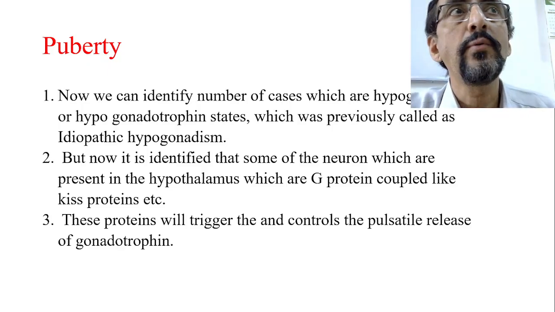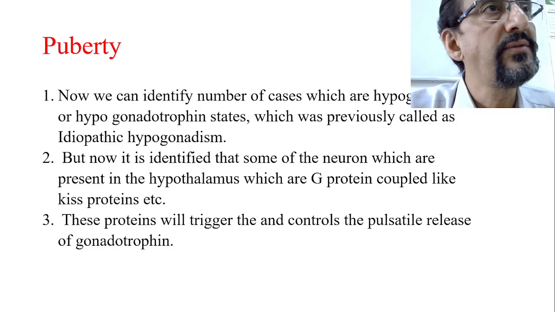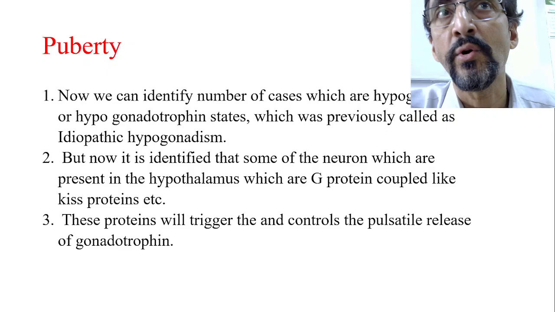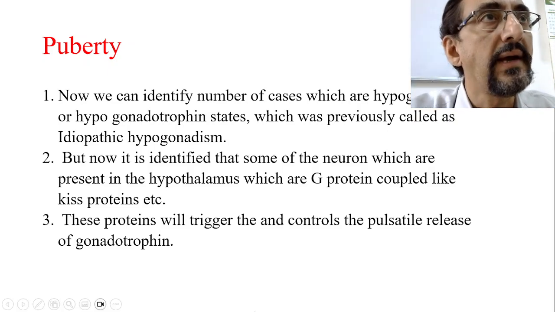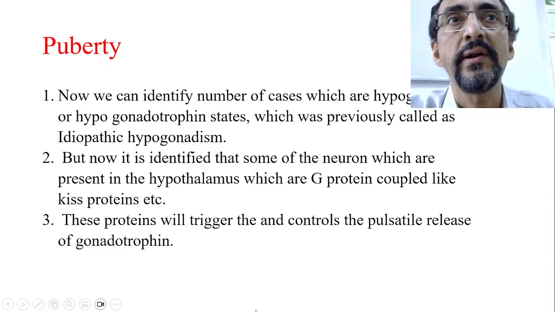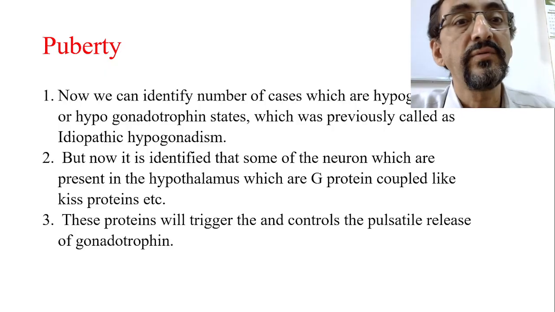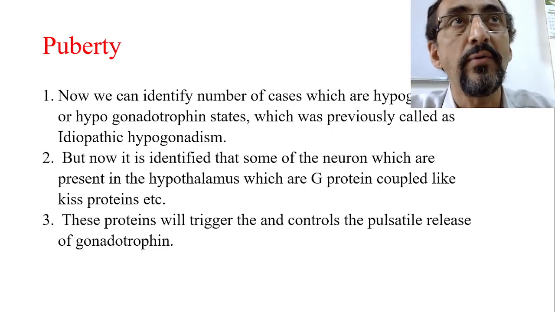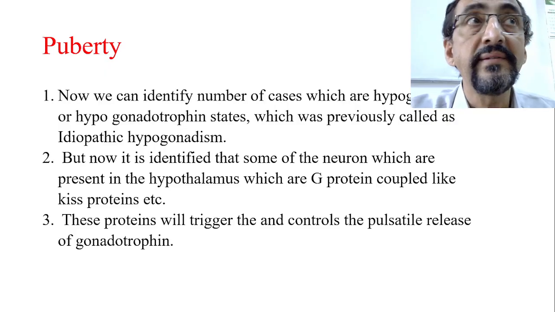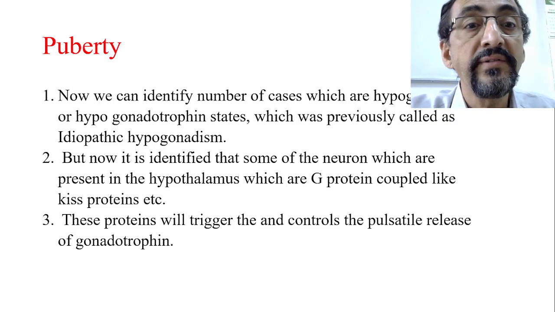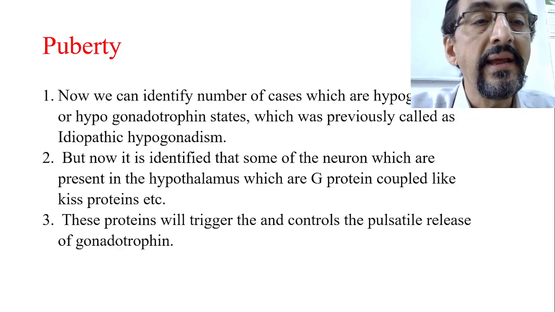Previously we had a lot of cases of hypogonadism, that means the ovary and testis were not properly developed and the cause was not known. At that time it was called idiopathic hypogonadism. But nowadays, with advancement in technology, we are able to identify the causes of hypogonadism which was previously called idiopathic. It is now identified that some of the neurons present in the hypothalamus, which are G protein coupled, like Kiss protein, etc.